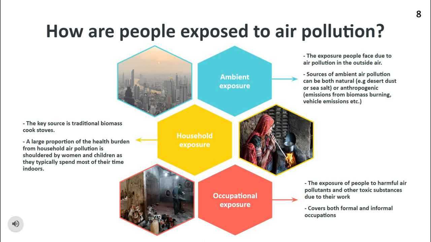The health burden from household air pollution exposure is estimated at 2.31 million premature deaths in 2019. A large proportion of the health burden from household air pollution is shouldered by women and children, as these are the people who typically spend most of their time indoors. People are often exposed to household air pollution in addition to their exposure to ambient air pollution, making this an additional source of air pollution exposure for many workers.